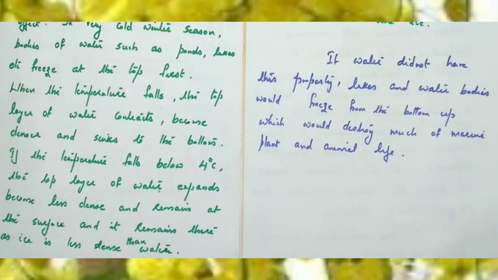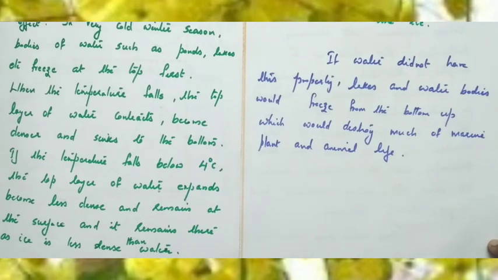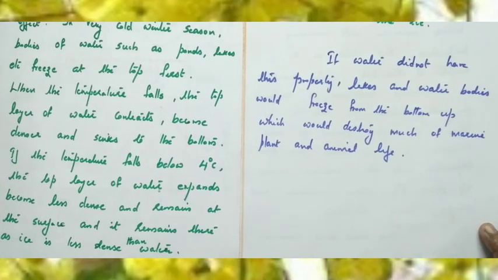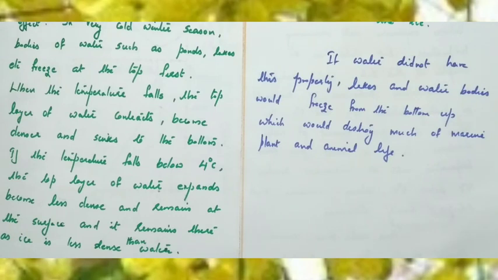If water did not have this property, lakes and water bodies would freeze from the bottom up, which would destroy marine plants and animals. So if water did not have this anomalous behavior, the whole water body would freeze from bottom to top, and that would destroy marine plants and animals. So that is the importance of anomalous behavior, and it has an important environmental effect.